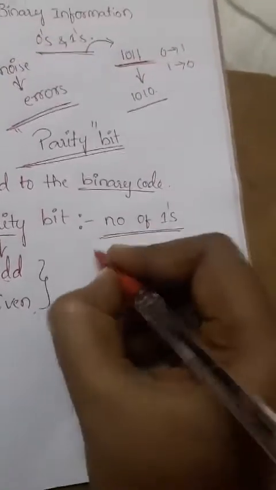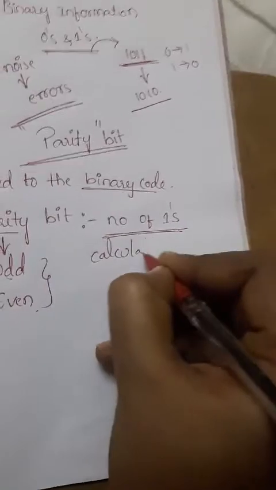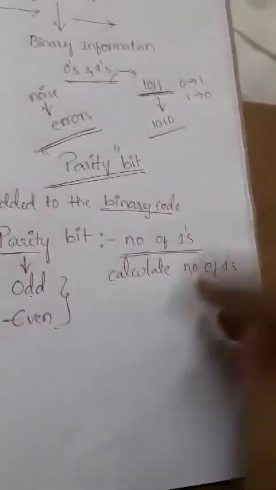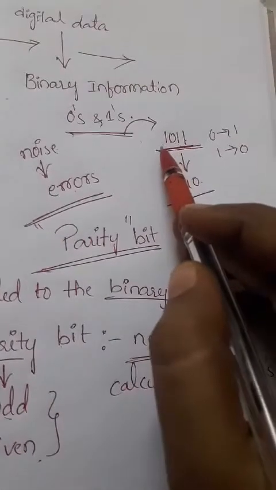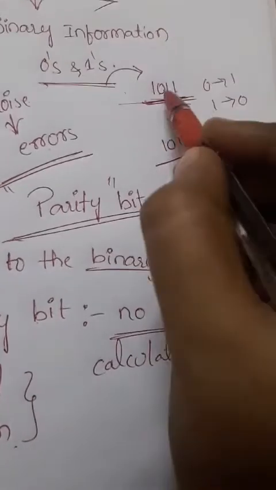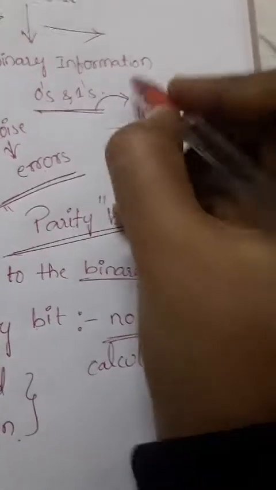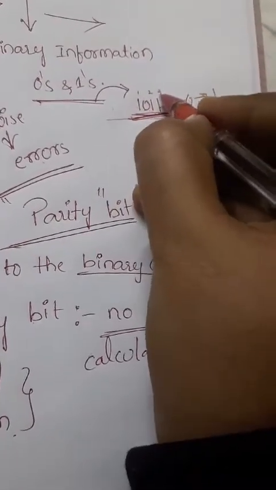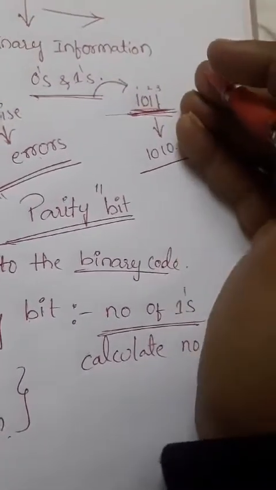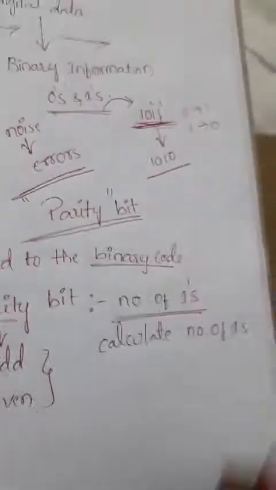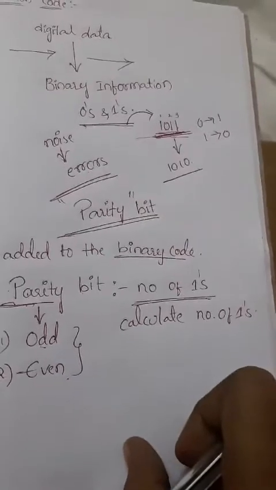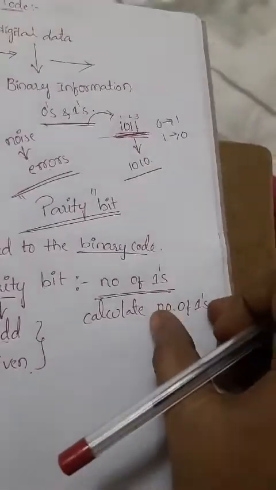What is the main theme of parity? Just calculate the number of ones. How do we calculate the number of ones? For example, if you take the binary information as 1011, just calculate how many ones we have in it. So 1, 2, 3. Totally, we have 3 ones. Like that we can calculate. So what is parity? Just calculate the number of ones in whatever binary code we have.